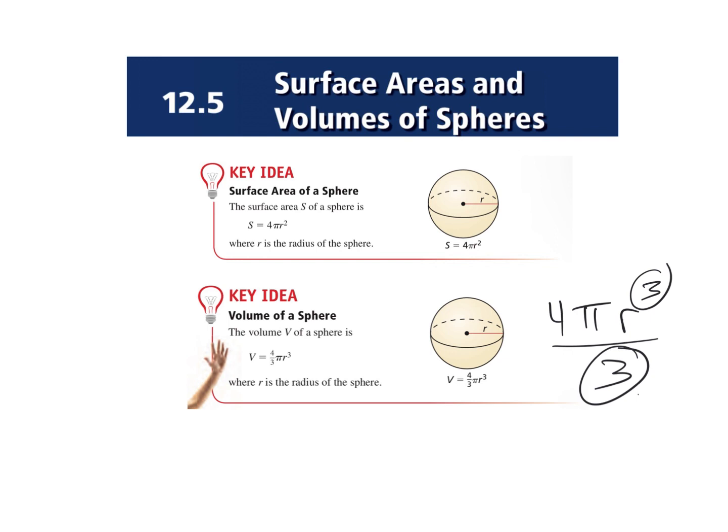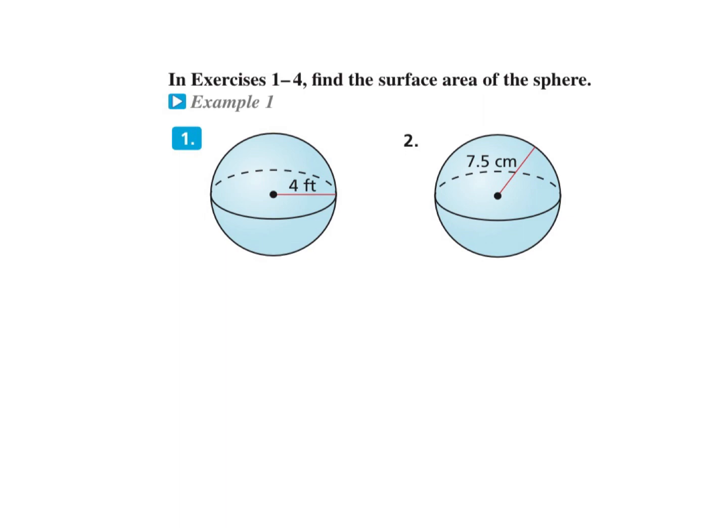Alright, so let's do a few problems. Find the surface area of the sphere. Again, the surface area of a sphere is 4 times pi times r squared. So take pi on your calculator times 4 squared, which is 16, times 4. And you get the surface area to be 201.06 square feet.